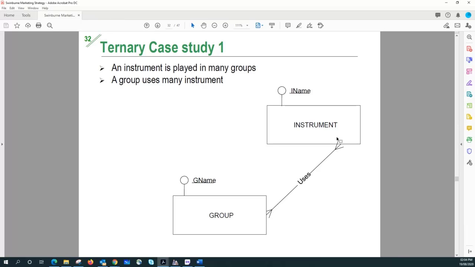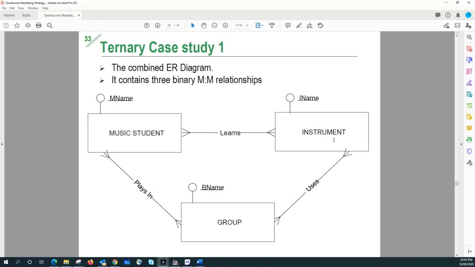So once I put everything together, I can have this model. There is a many-to-many relationship between these three entities. So we have three binary relationships. Binary means between two entities: one, two, and here three. Three binary relationships.